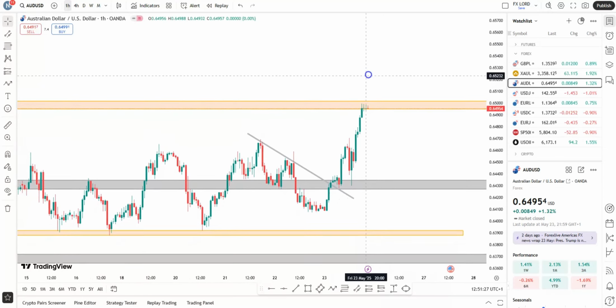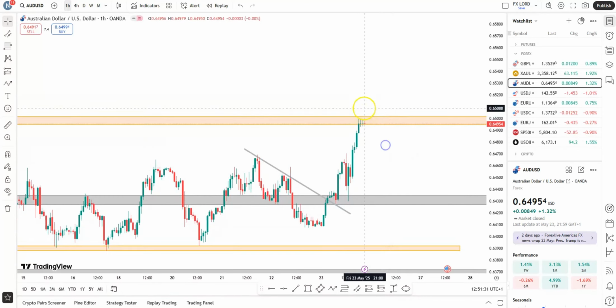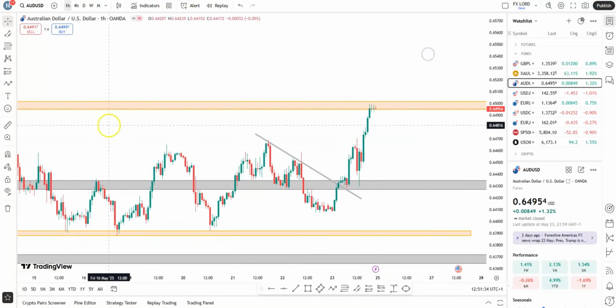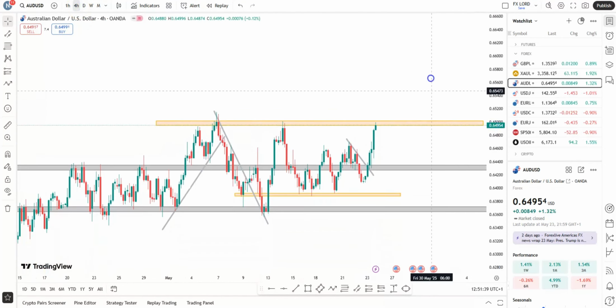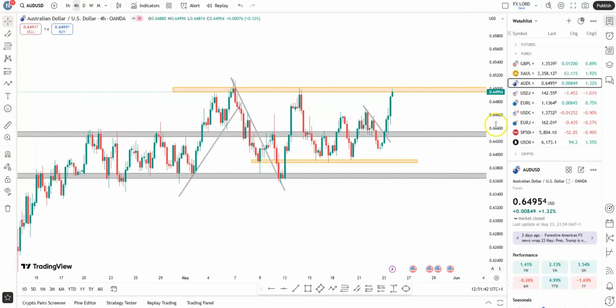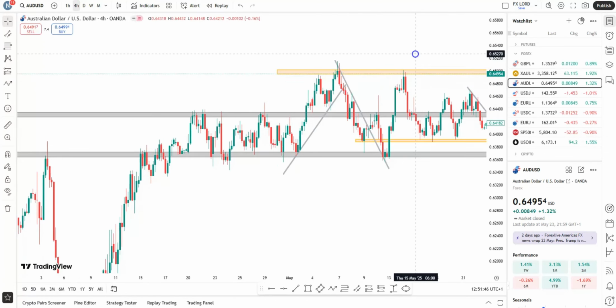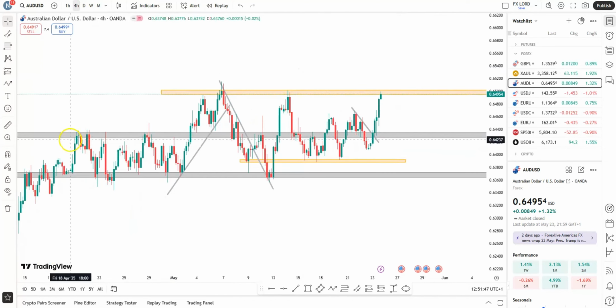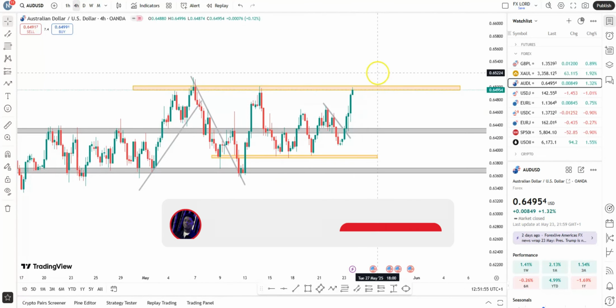So what we are looking at on AUDUSD right now is price breaking to the upside, because if you look at this, AUDUSD has been moving sideways for a long time. AUDUSD has been in a sideways market. You can see price is not going up, it's not coming down, it's just moving sideways. So we are looking for price to break out to the upside.